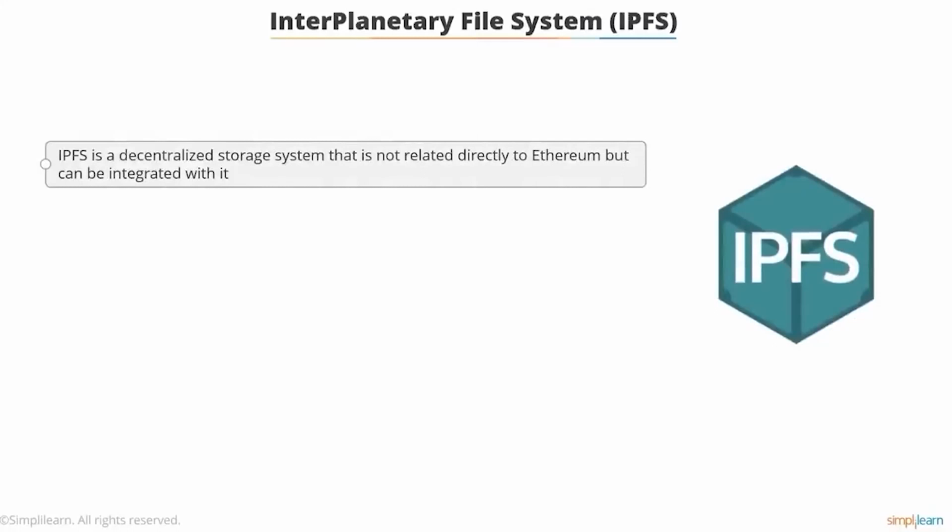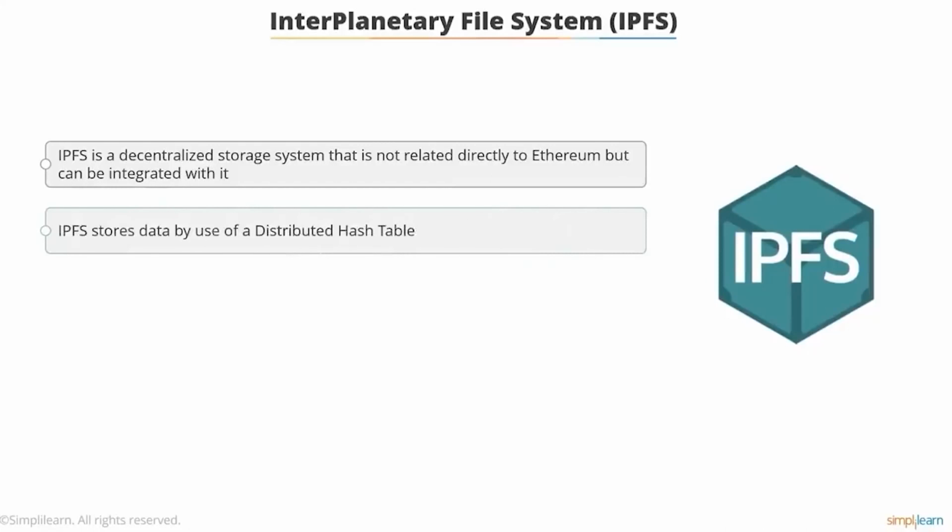IPFS is a decentralized storage system that is not related directly to Ethereum but can be integrated with it. IPFS stores data by use of a distributed hash table, or DHT. Once we know the hash, we request the peer network who has a copy of the content located at the corresponding hash, and then we download the content from the node who has the desired data which we need.